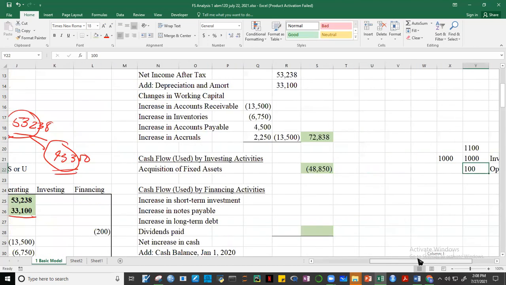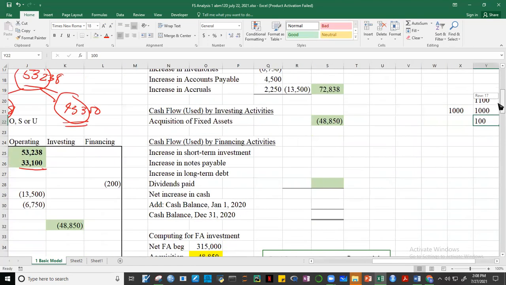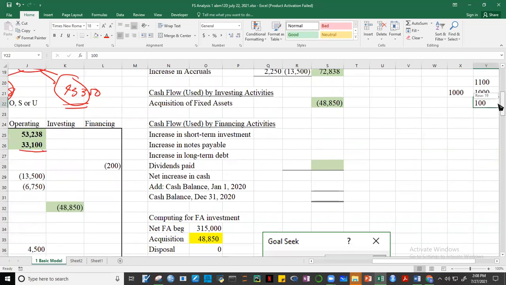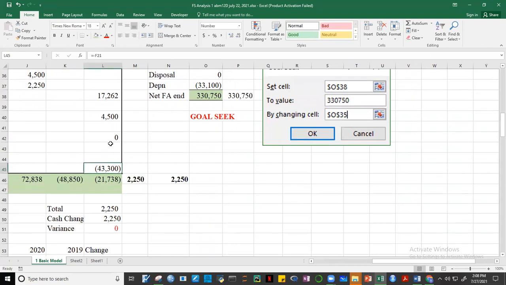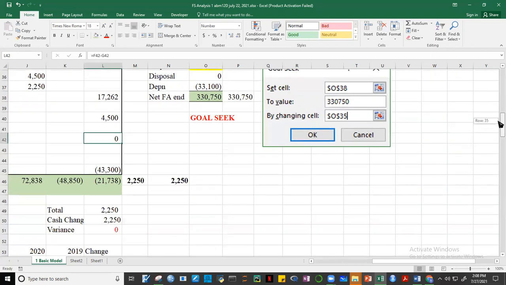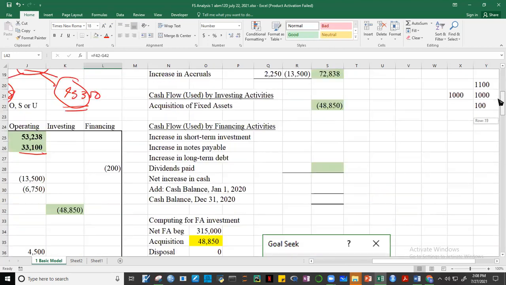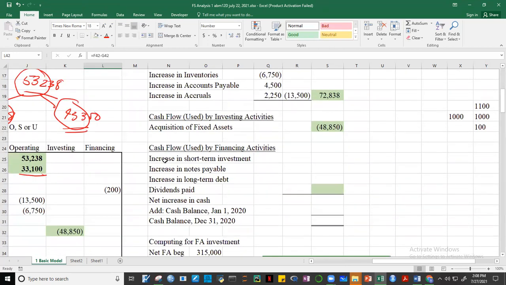Okay? All right. And last na guys, last na tong ano natin, financing. So sa financing, 1, 2, 3, 4 items. 4. Hindi kasama tong common stock natin kasi wala naman siya. No? Okay, so they are increase in short-term investments, increase in notes payable, increase in long-term debt, and dividends paid.